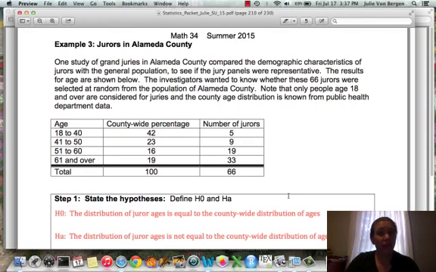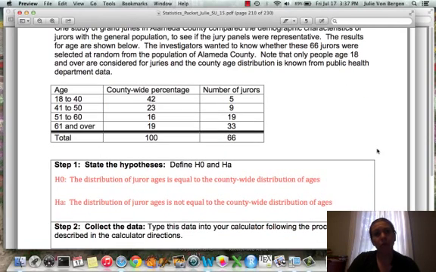Example 3 is about jurors in Alameda County. There was a study of grand juries in Alameda County that compared the demographic characteristics of jurors with the general population to see if the jury panels were representative. The results when they compared for age are shown below. The investigators wanted to know whether these 66 jurors were selected at random from the population of Alameda County.